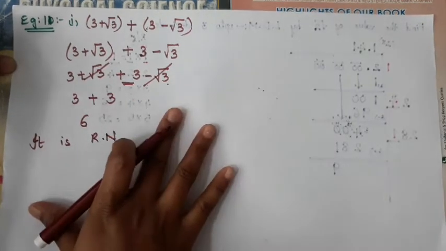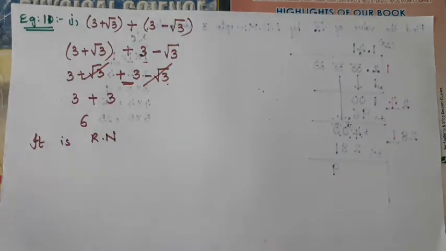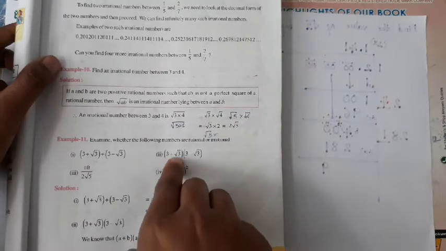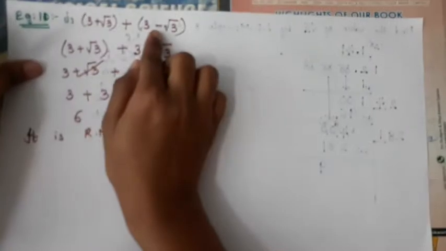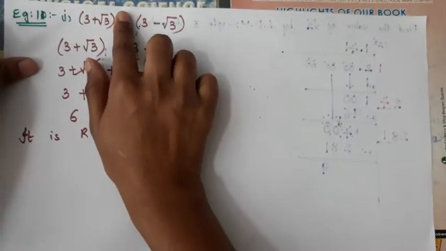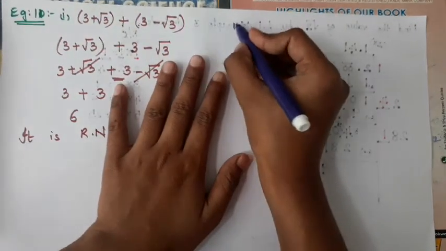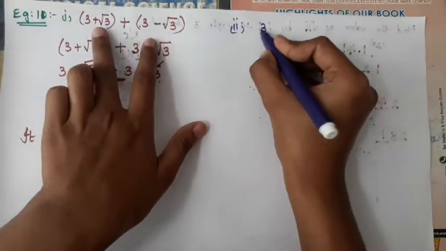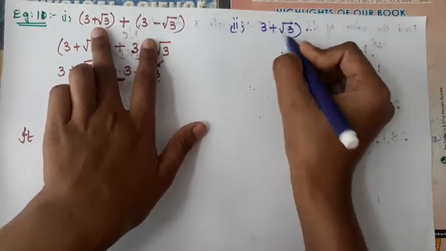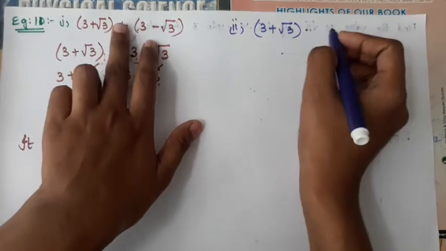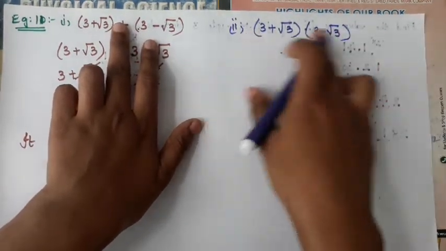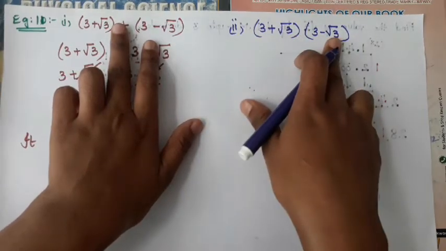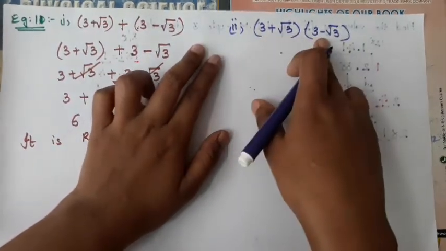Now the next question. The second question is 3 plus root 3 into 3 minus root 3. Same question, but here the plus is not there in the second one. So I copy 3 plus root 3, but we don't have plus, so 3 minus root 3. Here it is in the form of a plus b, a minus b.